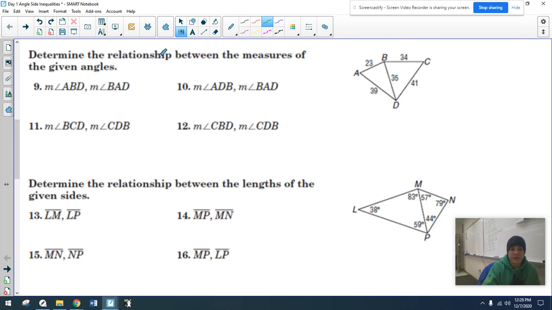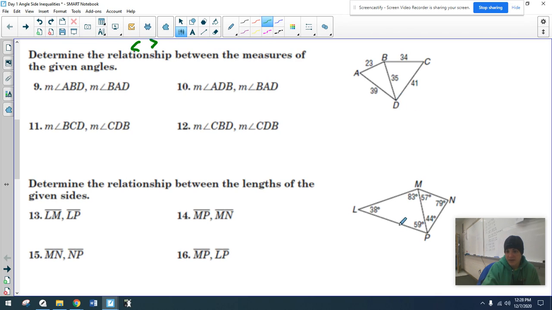Next, they say determine the relationship. That means you're going to use less than or greater than. Okay, so when they say determine the relationship between these two, you just basically are trying to figure out which one's bigger. So the rest of this section today, what you're going to be doing is the bigger the side, the bigger the angle opposite of it is.